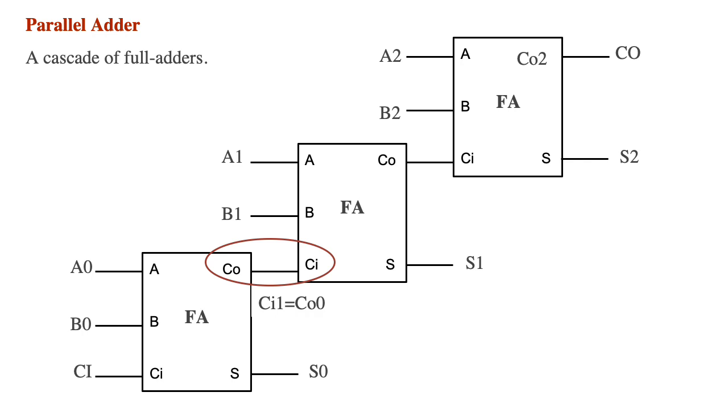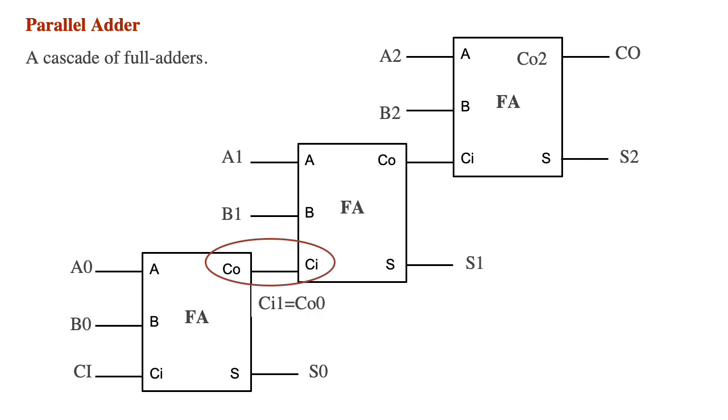So CO0, or carry out bit number 0 of the first full adder, is now connected to CN1, the carry in of the full adder number 1, to be more precise. And the same goes to the next full adder. So the full adder in the middle takes bits number 1 of A and B, and the carry in of it is the carry out of full adder number 0.